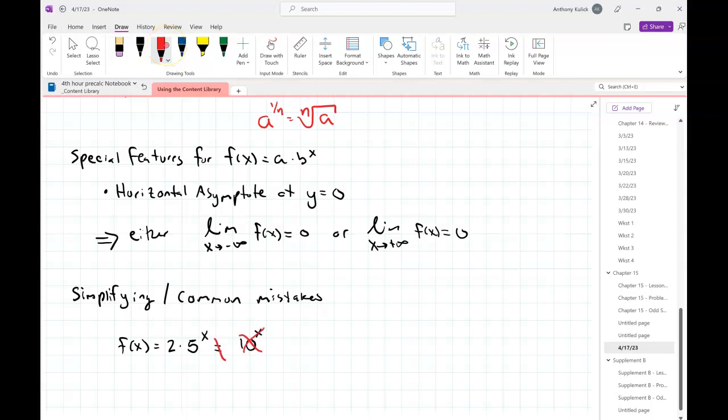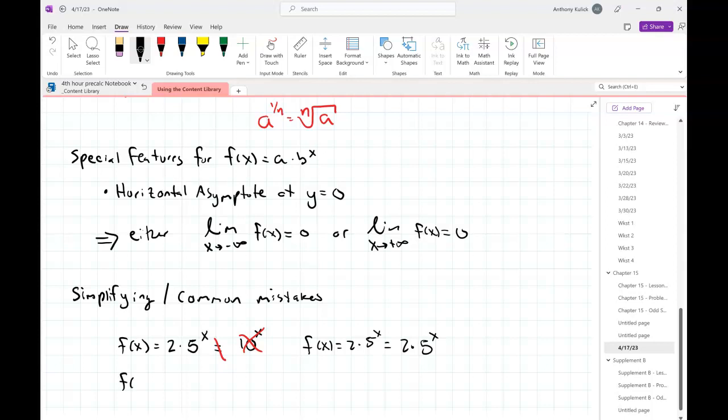Is there anything we can do to simplify this? There is not. Multiplying those two things together would be violating the order of operations because we know we have to do exponents before we do multiplication.